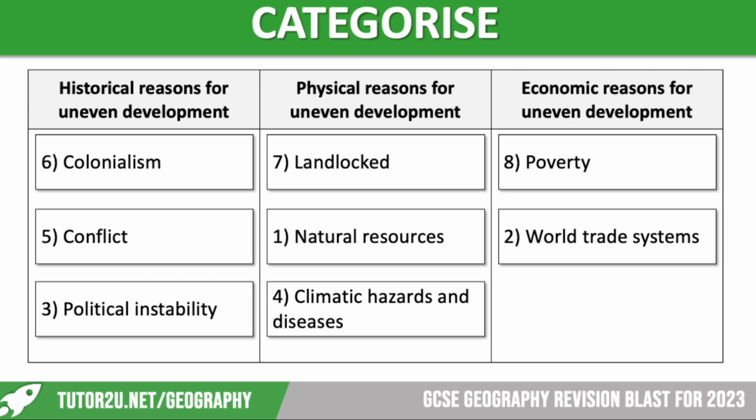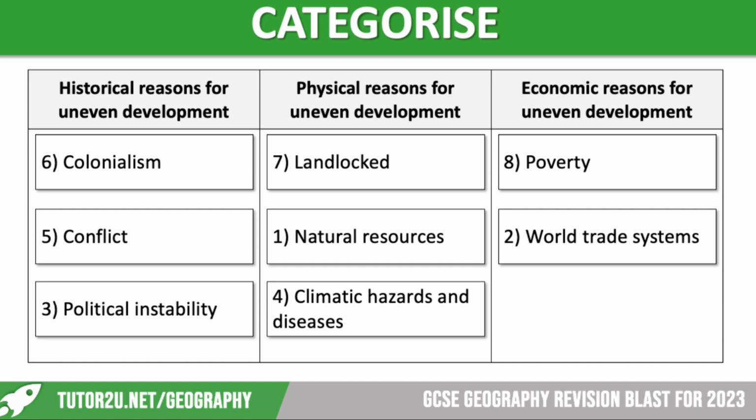And climatic hazards and diseases can cause all sorts of problems in terms of your economy. So they can wipe out your crops for starters, but also they can stop trade, they can stop tourism. Things like COVID, for example, had a really bad impact there. Ebola in West Africa around 2015 would have had a huge impact on the economy as well.